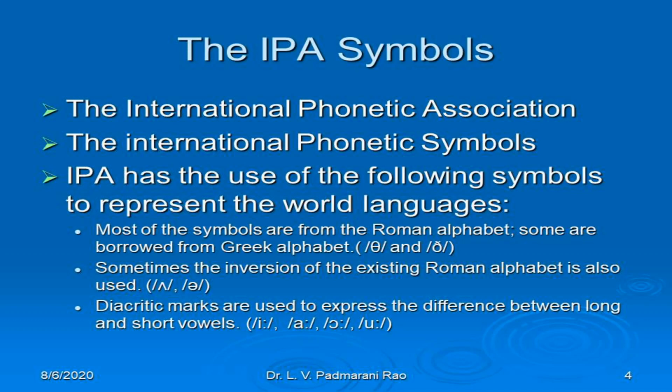Since its creation, the International Phonetic Alphabet has undergone a number of revisions. After revisions and expansions from the 1890s to the 1940s, the International Phonetic Alphabet remained primarily unchanged. The International Phonetic Alphabet uses the following symbols to represent the world languages. Most of the symbols are from the Roman alphabet.